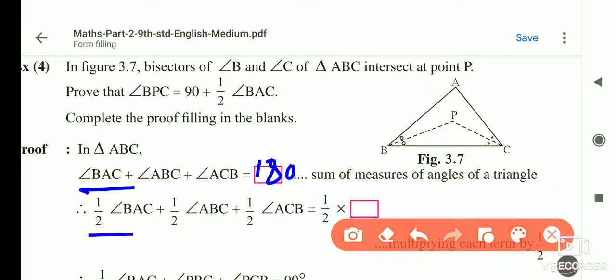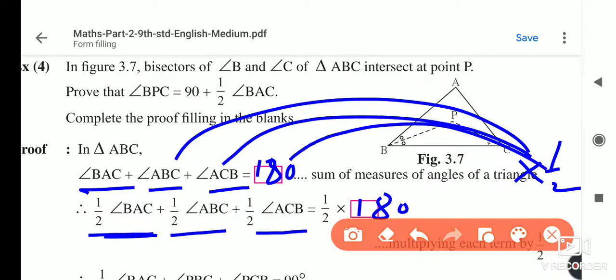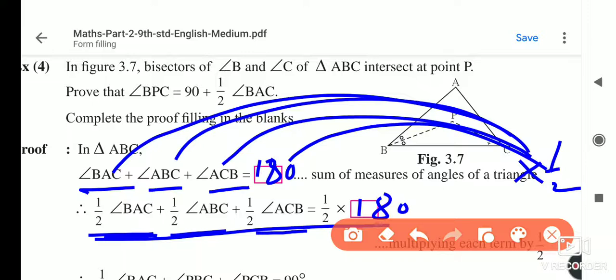So BAC multiplied by 1 half gives 1 half BAC. ABC multiplied by 1 half gives 1 half ABC. ACB multiplied by 1 half gives 1 half ACB. And here it is equal to 1 half into 180. Whenever we multiply an equation, we have to multiply both sides with the same number. So for this equation we multiplied with half: half into BAC, half into ABC, half into ACB, half into this. We wrote it all here.